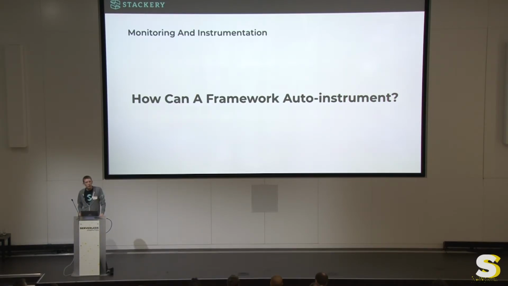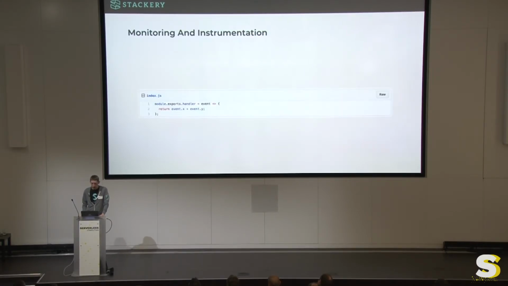So how can a framework auto-instrument all these functions? Let's look at a simple example. We've got a function here, trivial. All it does is add two properties of an event passed in. And we define it at index.js as our handler function. We don't want to modify any of this code. We want our developers to not have to think about monitoring and instrumentation as they are thinking about their business logic.